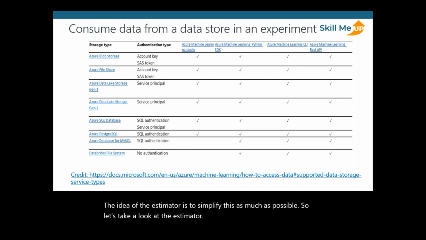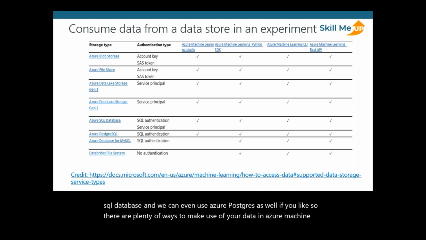Estimators are available to consume data from a data store like any other Python code. You can see here that we can actually consume data using an estimator in Azure Machine Learning, and we can use a variety of storage types here. We have blob storage, file share, and we have both generations of the Azure Data Lake storage. We can also retrieve data from the Azure SQL database, and we can even use Azure Postgres as well if we like. So there are plenty of ways to make use of your data in Azure Machine Learning.